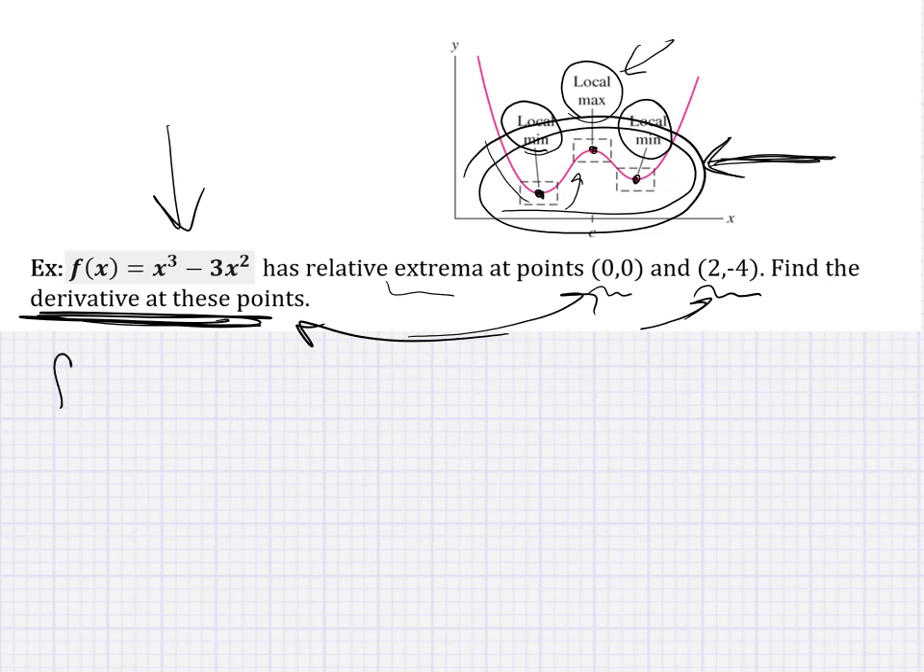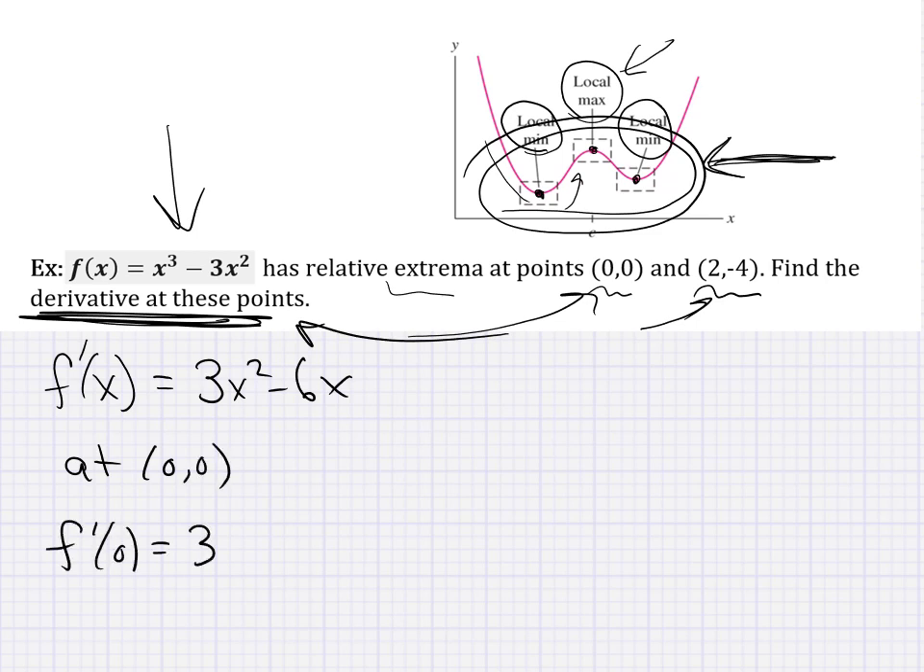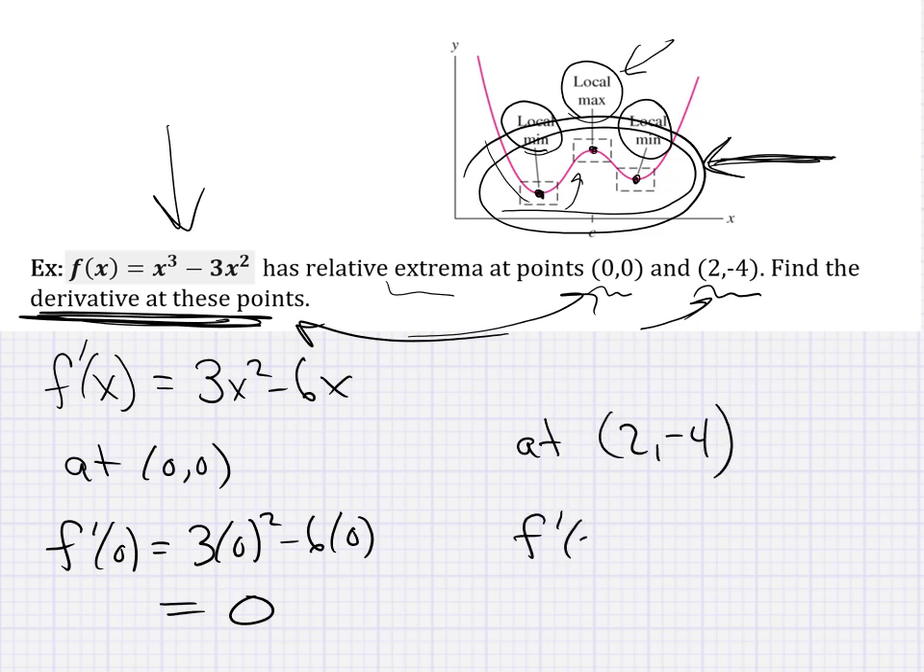And so the derivative of f(x) is very easy to find: 3x² - 6x. If we look at this at (0, 0), we find f'(0), in which case we get 3 times 0 squared minus 6 times 0, and we end up with 0. If we look at this at (2, -4), we find f'(2), in which case we get 3 times 2 squared minus 6 times 2, which also gives us 0.